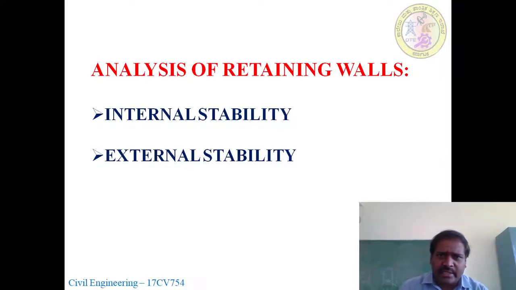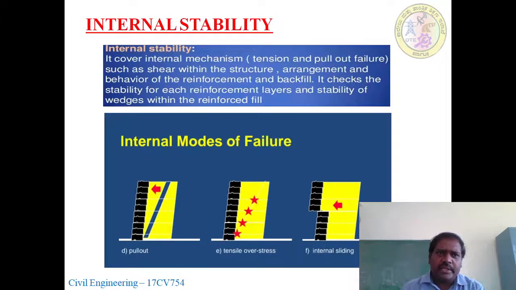Based on the analysis, the retaining wall stability is divided into internal stability and external stability. In internal stability, we have already discussed pull-out, tensile stress, and internal sliding. It covers internal mechanisms such as shear within the structure and the arrangement and behavior of the reinforcement and backfill. It checks the stability of each reinforcement layer and the stability of the wedges within the reinforced fill.